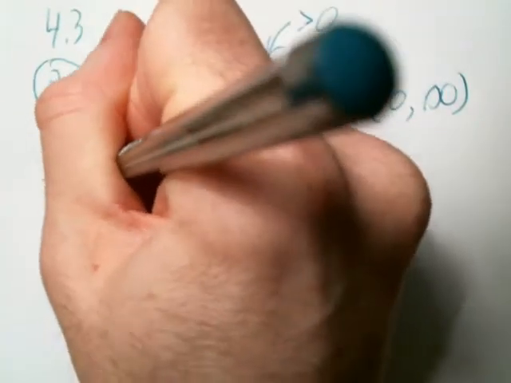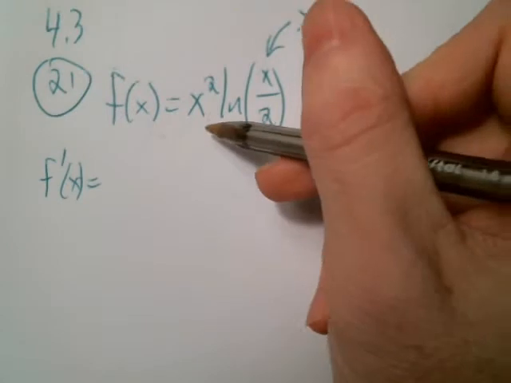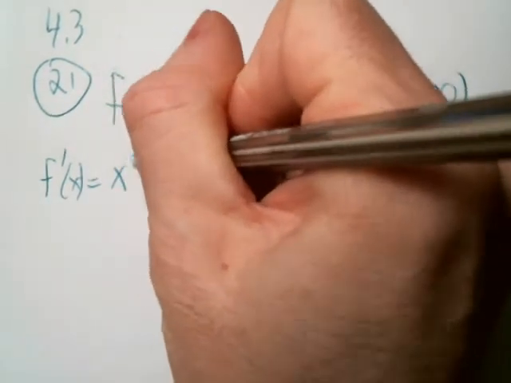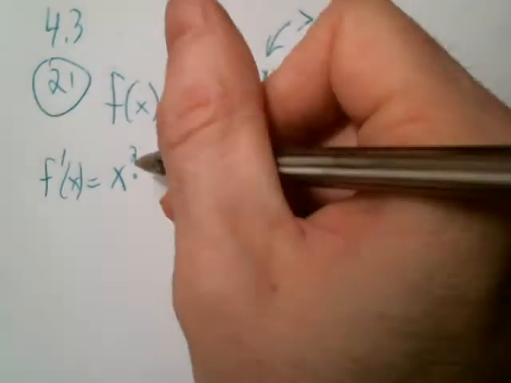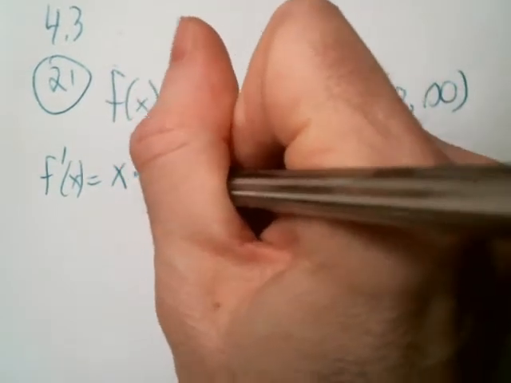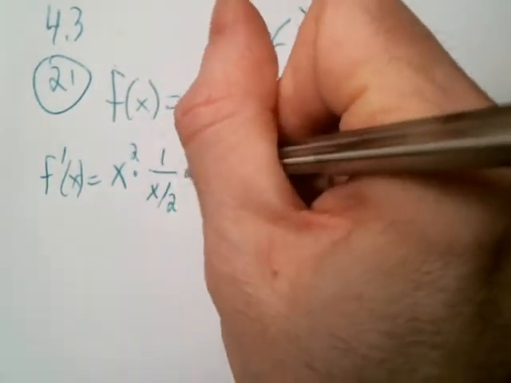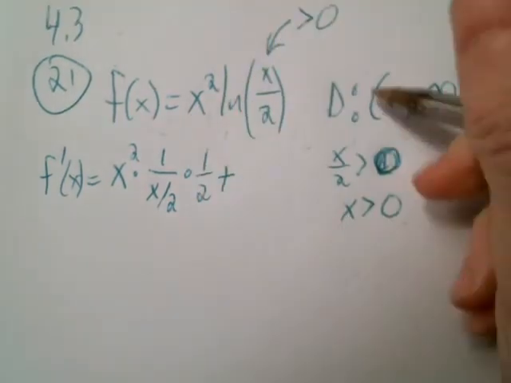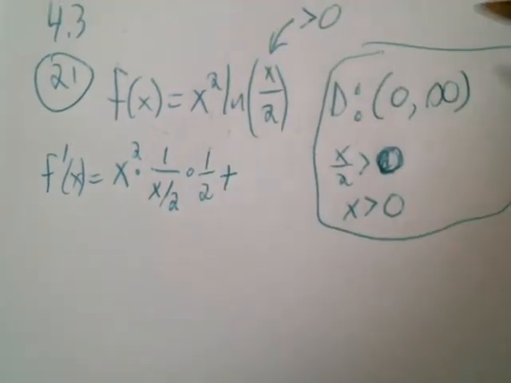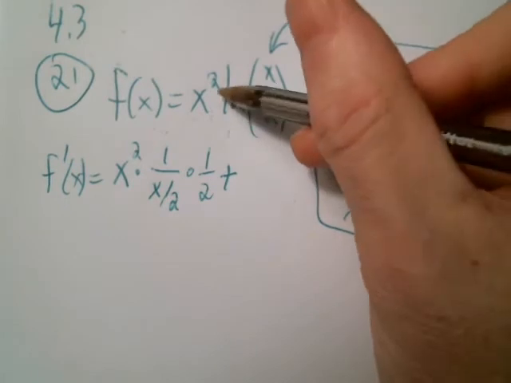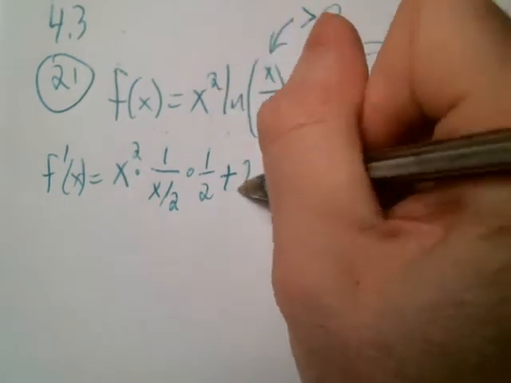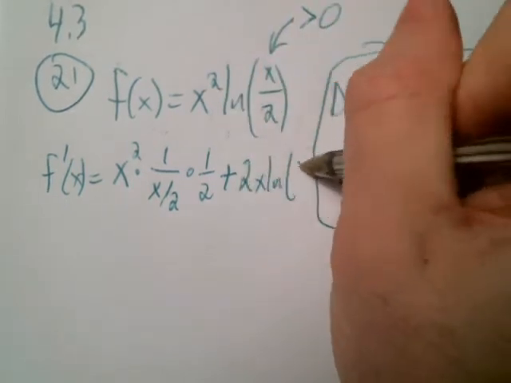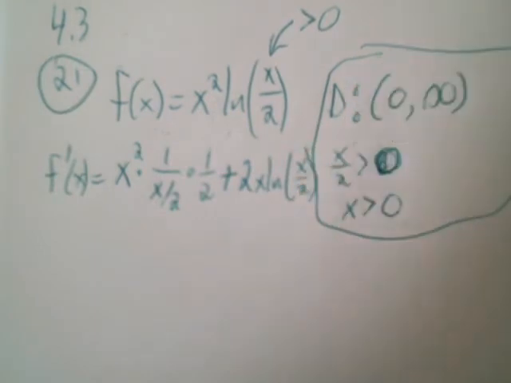Okay, so now we need to get the derivative and all that good stuff. So f prime of x, we need a product rule. So leave the x squared alone, and then take the derivative of this. So it's 1 all over the guts times the derivative of the guts, which is 1/2. And then plus, let me quarantine this guy, plus the derivative now of x squared, which is 2x times the ln of x over 2.